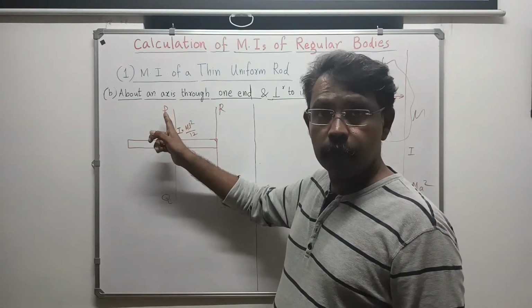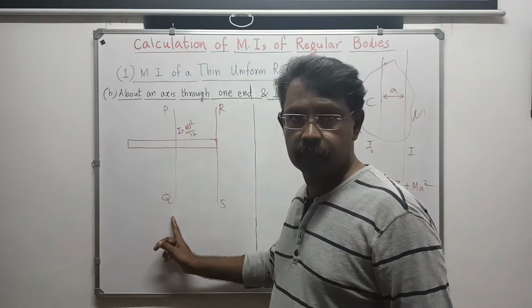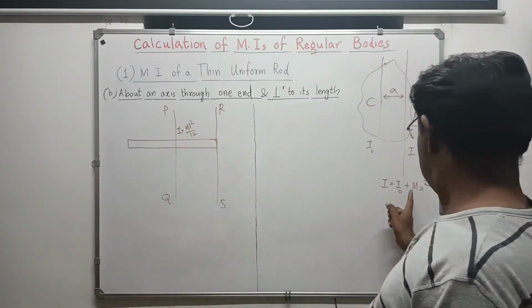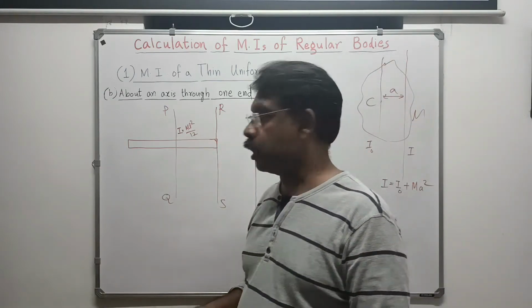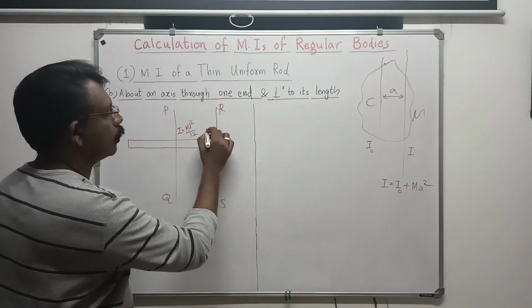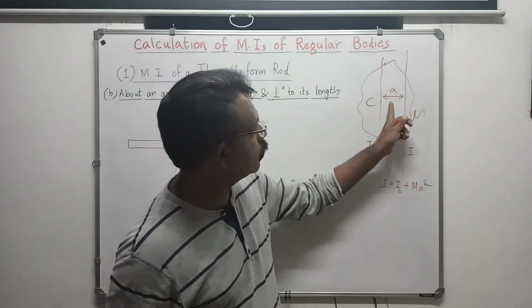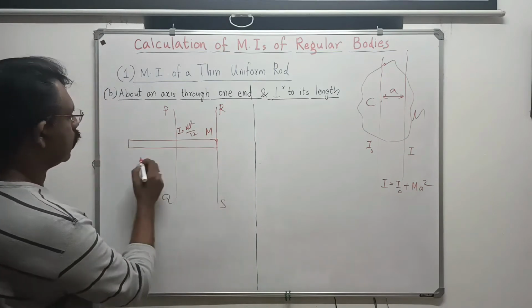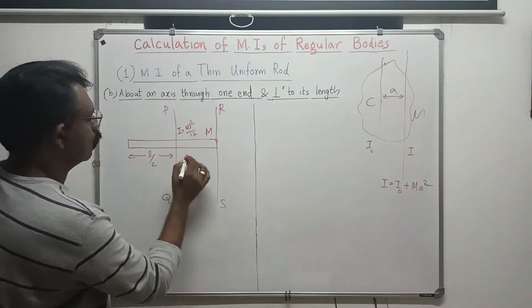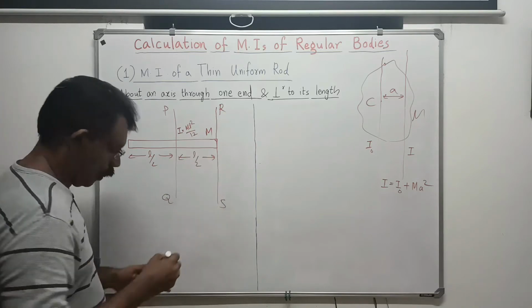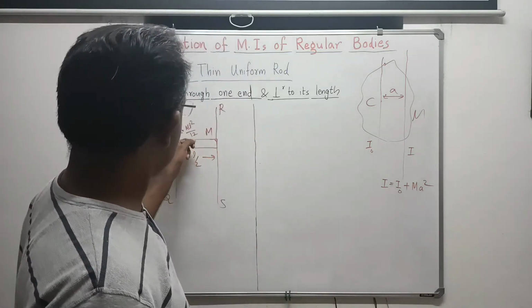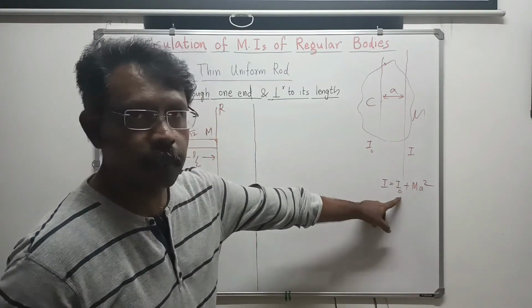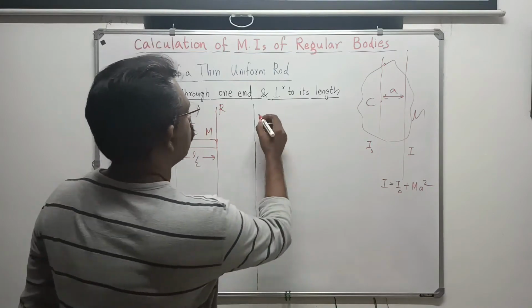I already know the moment of inertia of this bar about this axis. To calculate this one, what I need is this one plus m into a squared, that mass of the scale, which we have already taken to be capital M, and the distance between these two parallel axes. What is this distance? We have already taken this to be L by 2, and this is L by 2. Now I can say that the distance between this axis and this axis is L by 2.